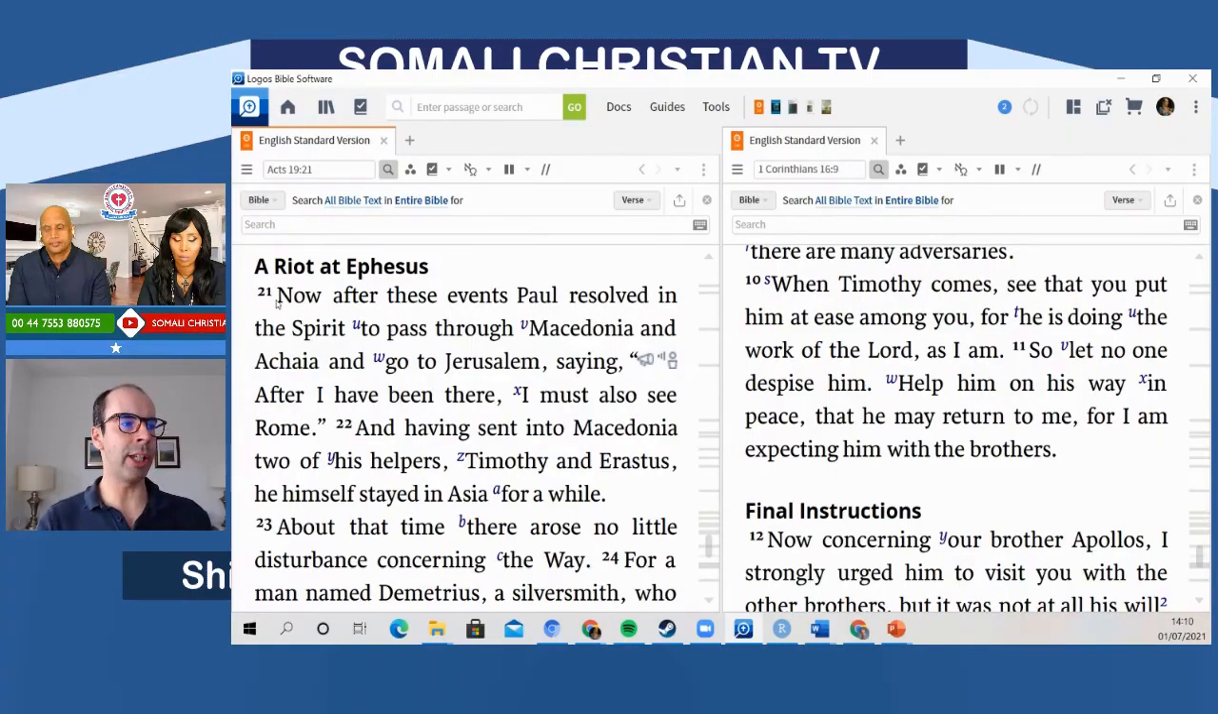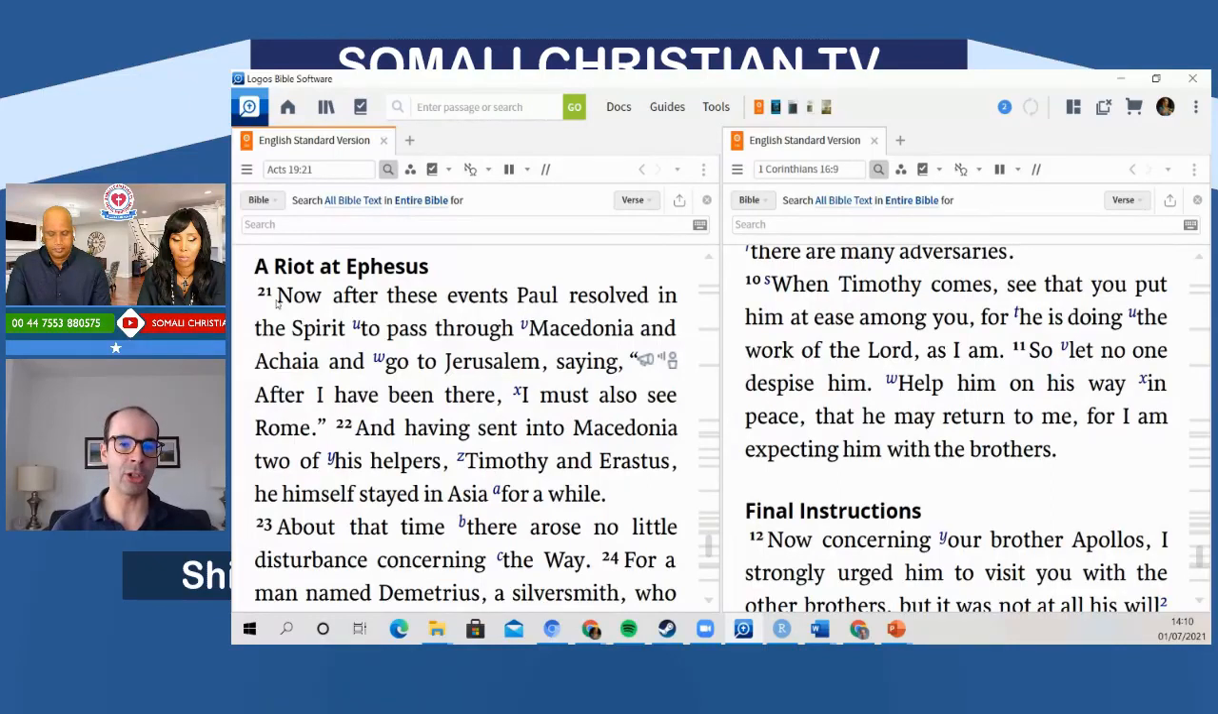And notice also that Timothy is going there with a traveling companion, namely Erastus, who is not mentioned as traveling with Timothy in 1 Corinthians. But we know from the book of Romans, chapter 16, that it says that Erastus, the city treasurer, greets you, and we know that Romans was written in Corinth.